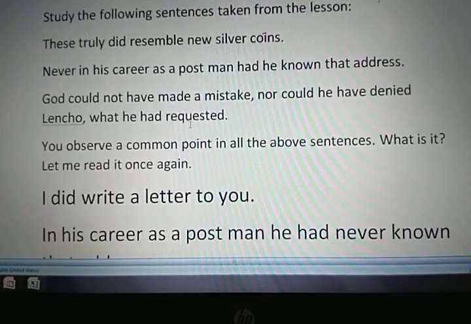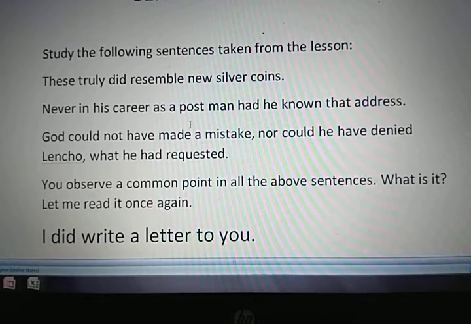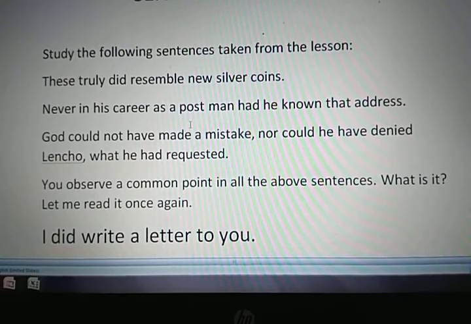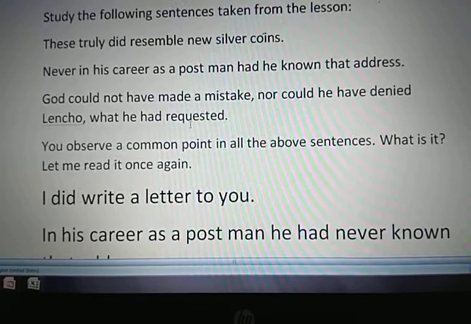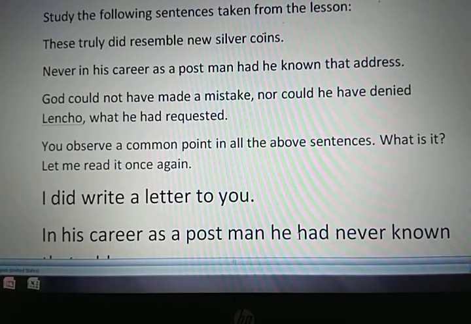So instead of writing like this, how is it written? Never in his career. That means the adverb never is brought to the beginning of the sentence. When you bring never to the beginning, the verb inversion takes place. Had never changed to had he known. Never in his career as a postman had he known.